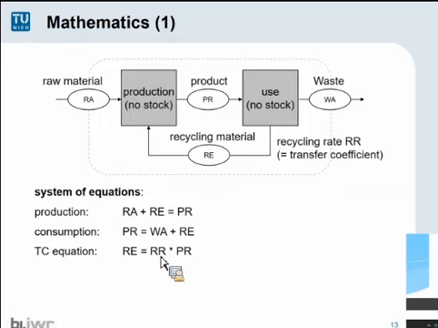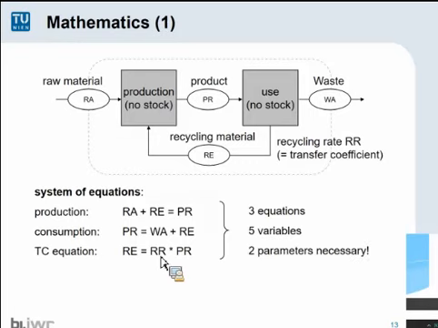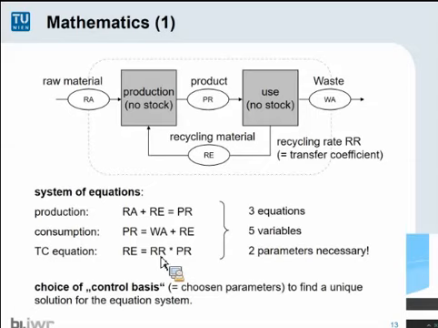So we have now three equations describing our system or model completely. And if you count the variables that are involved here, you see that we have 5 variables. And I'm pretty sure that all of you know from school or university that it is not possible to solve a system of equations that look like this. So when you have 3 equations and 5 variables, you need to know at least 2 of them to be able to solve this system completely. And we call this choice of the parameters a control basis.